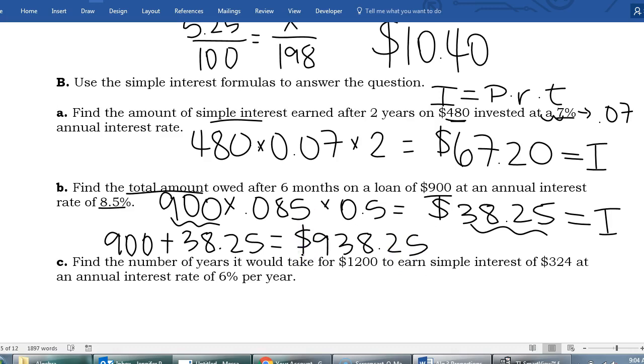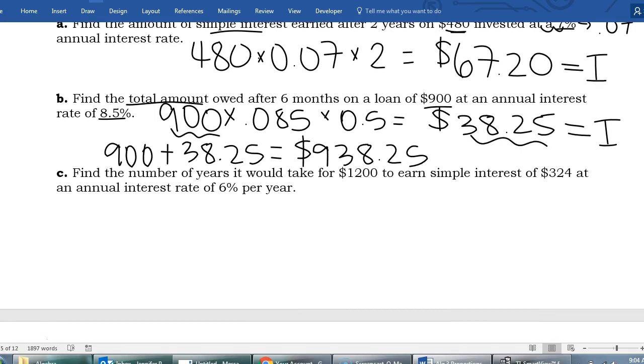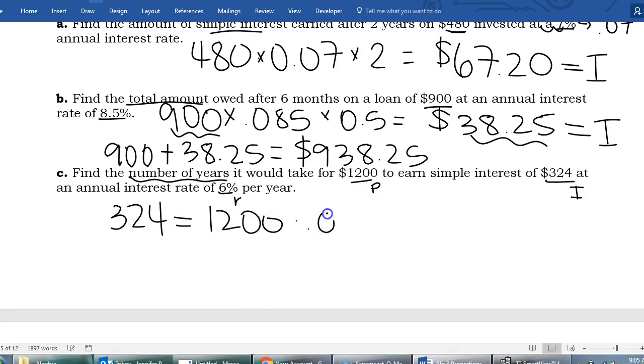And letter C, find the number of years it would take for $1,200 to earn simple interest of $324 at an annual rate of 6% per year. So I have my formula, but it's not actually asking me to calculate the interest. It's giving me the interest and wants me to use these values to figure out the time. So we know that 324 as my interest would equal my principal times my interest rate times some value for t.